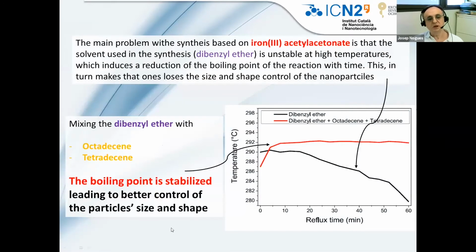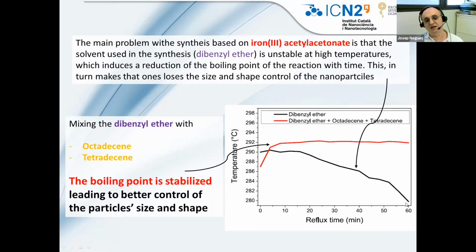So to start, what's the main problem when you grow samples using iron acetylacetonate? Usually the solvent used for the synthesis is dibenzyl ether. However, this material is unstable at high temperatures. During the synthesis, there is a reduction of the boiling point with time. You can see here, as we increase the time, it starts at 290, which is the temperature we need. However, the boiling point starts decreasing with time.